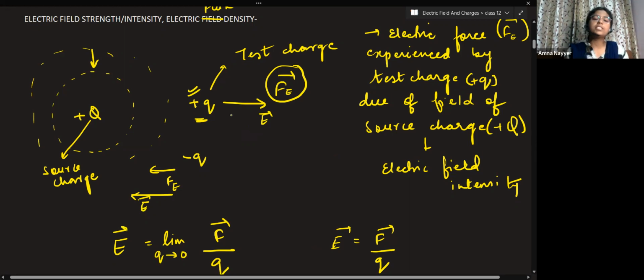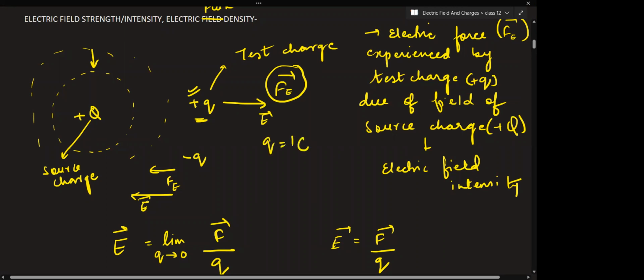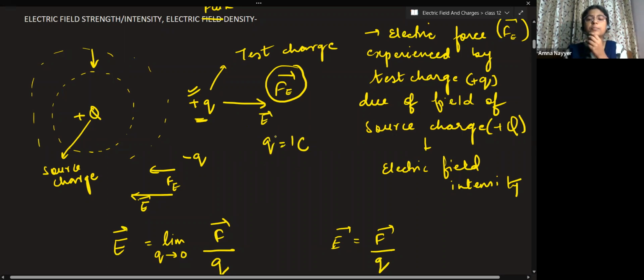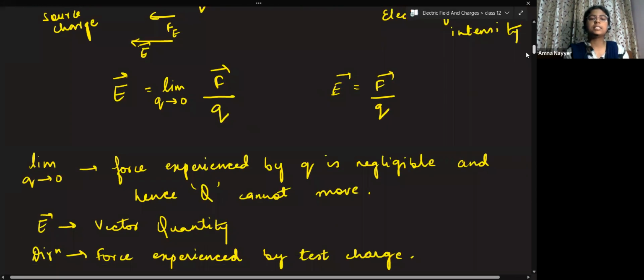So let's say the test charge is a positive unit charge, meaning the magnitude of this charge is 1 coulomb. All the force that will be experienced by this charge will be equal to the electric force. See, this is the formula of electric field. Electric field intensity is equal to force divided by the charge. Why? Because whatever is the force experienced by the charge, we say that is the electric field.